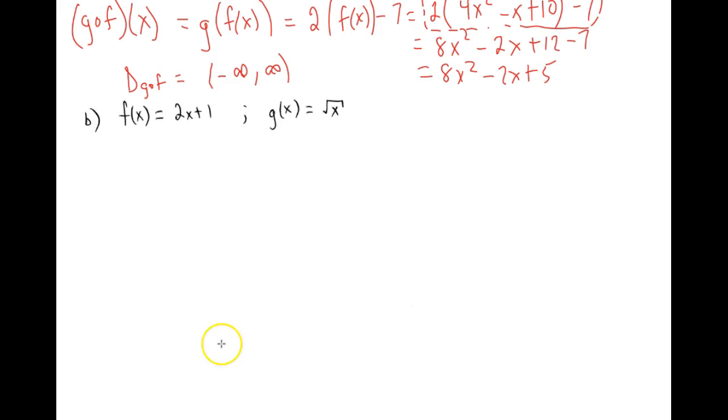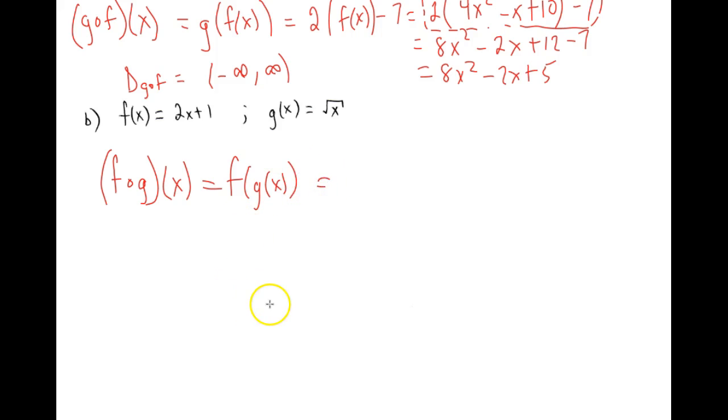Moving on to our next example. So we have f of g of x. And so everywhere where we see x in f, we're going to replace it with g. And so we know that that's just going to be square root of x. And so we have 2 times square root of x plus 1.